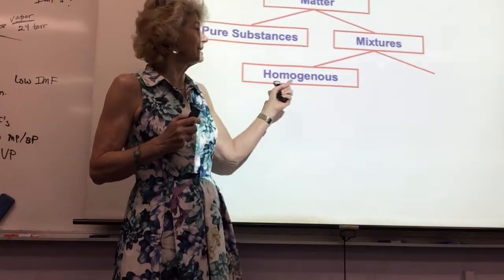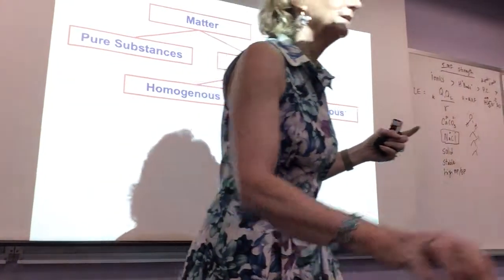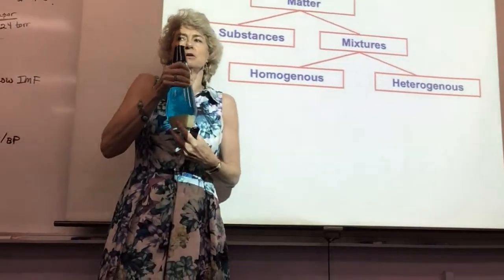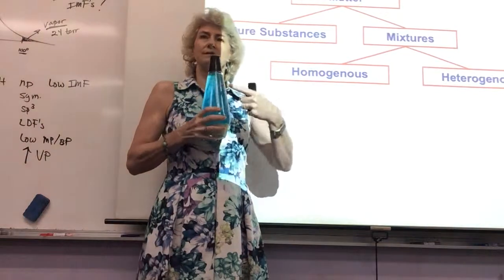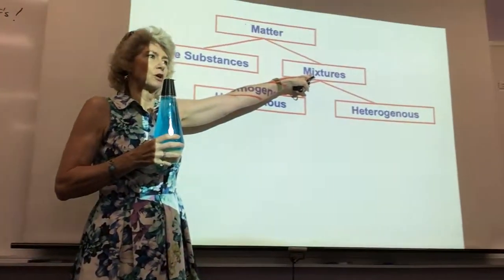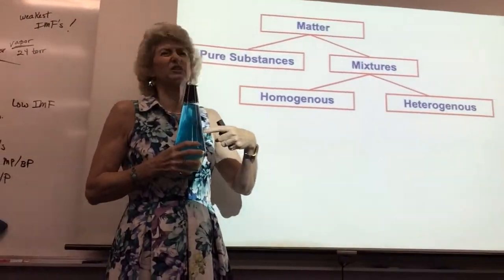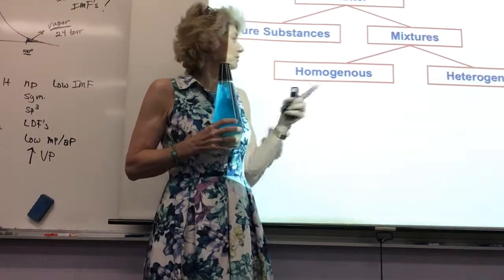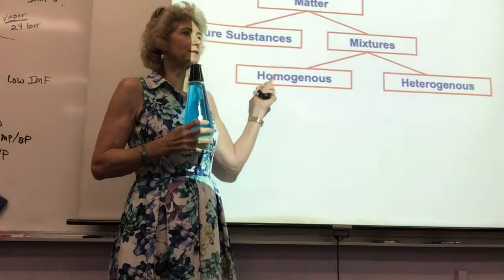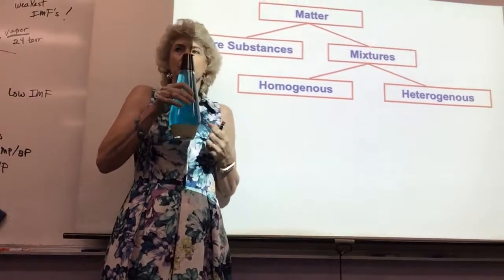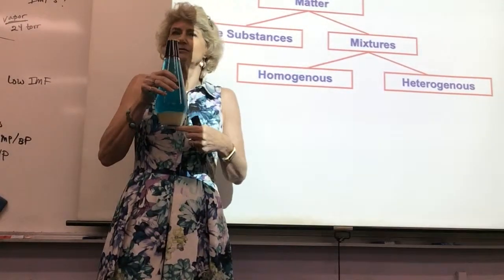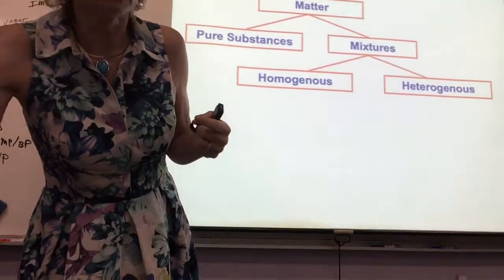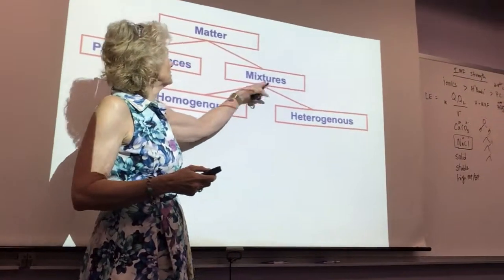Homogeneous means it looks the same. Hetero means it looks different. Now just focus on the blue part of my lava lamp, not the wax on the bottom. I'll try to hold it this way. This is a homogeneous mixture because it's composed of water, a little bit of alcohol, and obviously blue food coloring. So it's a mixture, but it looks the same, so it's homogeneous. Now look here, you can see that there's a difference. There's wax and water. So it's a heterogeneous mixture, which is just matter.